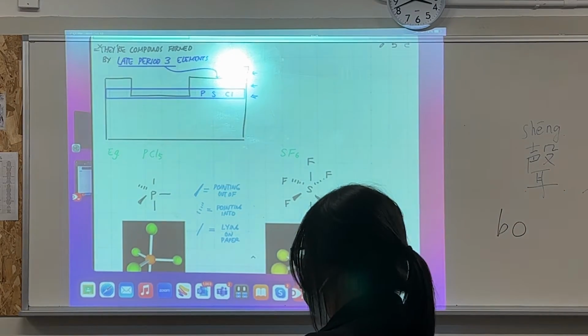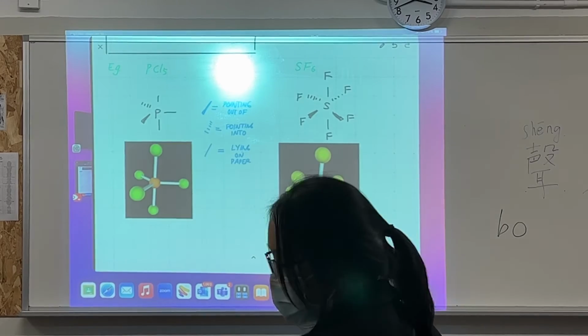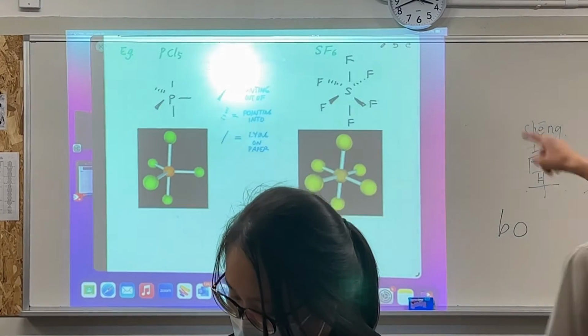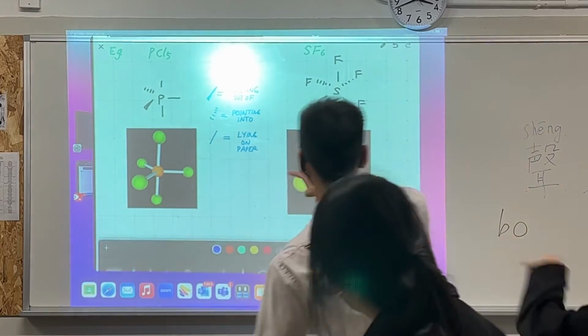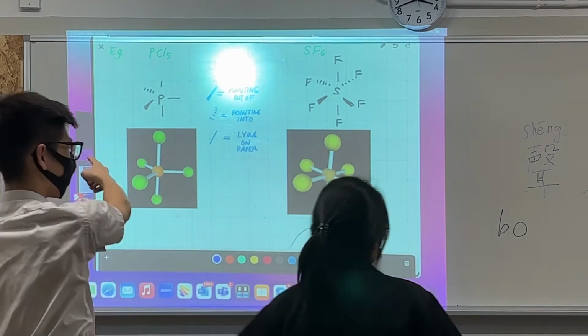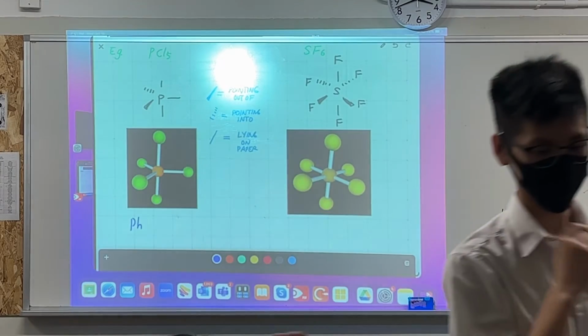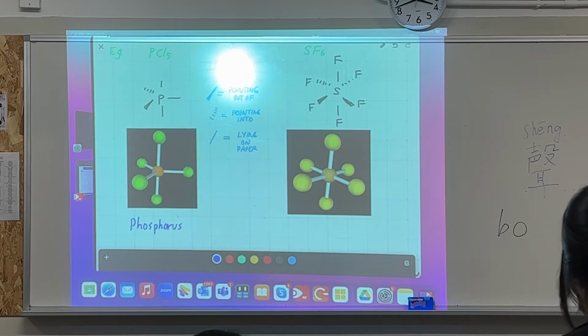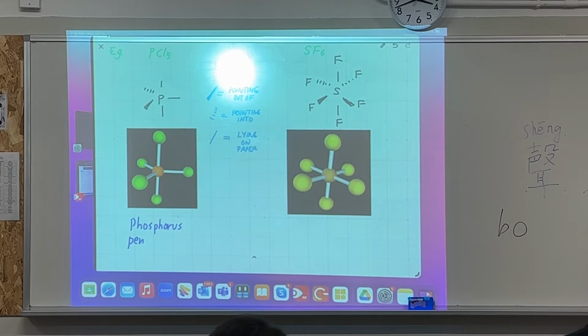Right, earlier we saw the two molecules: sulfur hexafluoride and phosphorus pentafluoride, or rather phosphorus pentachloride. You need to know how to name them. So put down the name. Phosphorus pentafluoride. So penta because there are 5.